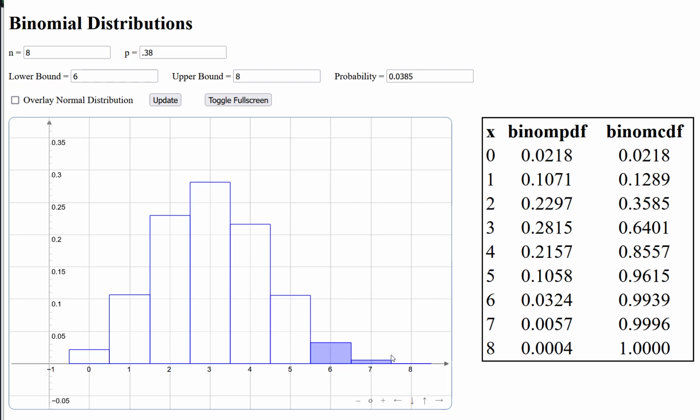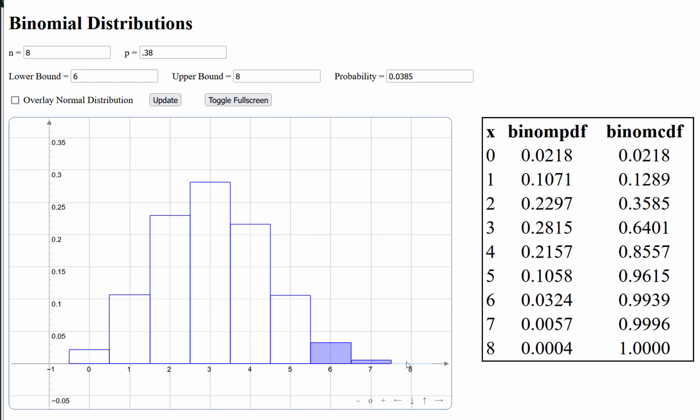So what I can do is I can still use Binomial CDF, but the problem with Binomial CDF is that it's always starting to add up the Binomial PDF values from 0 up.